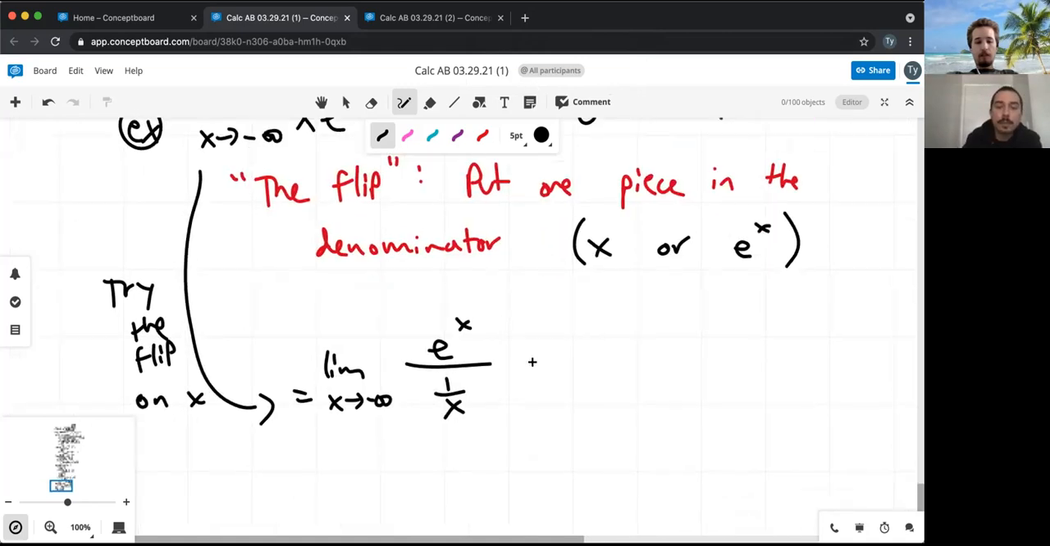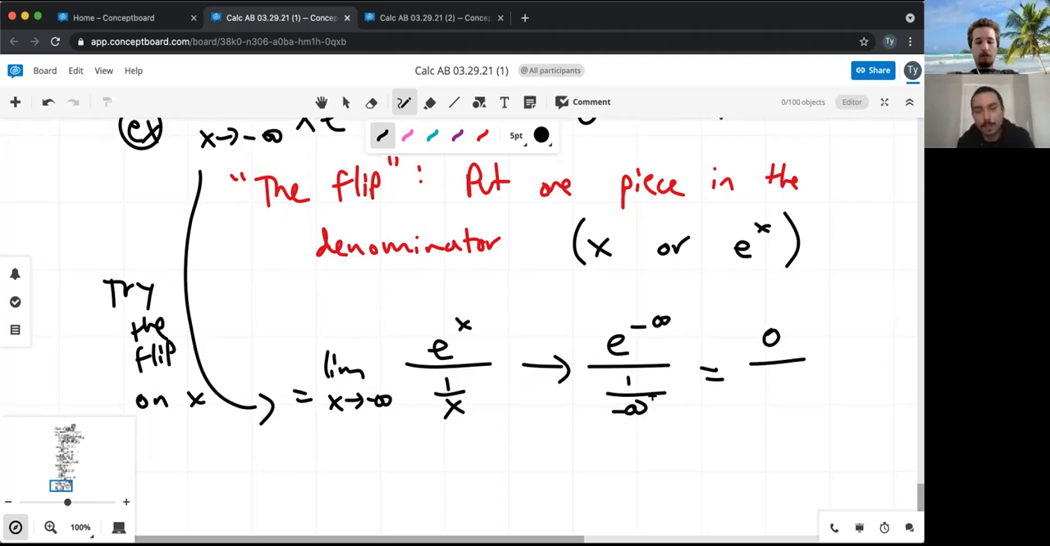Okay, so let's try it. Try direct evaluation. We get e to the negative infinity divided by 1 over negative infinity. Well, e to the negative infinity goes to 0. 1 divided by negative infinity: well, we have a small number on top and an ever-growing number on bottom. It's getting bigger and bigger and bigger. So the larger the denominator, if we keep the numerator the same, that's going to go closer and closer to 0. So we have 0 over 0. Let's try L'Hopital's rule.